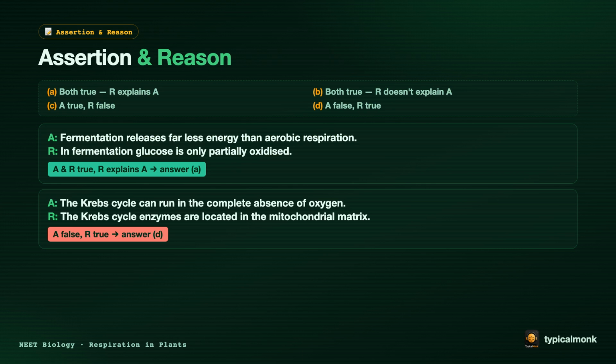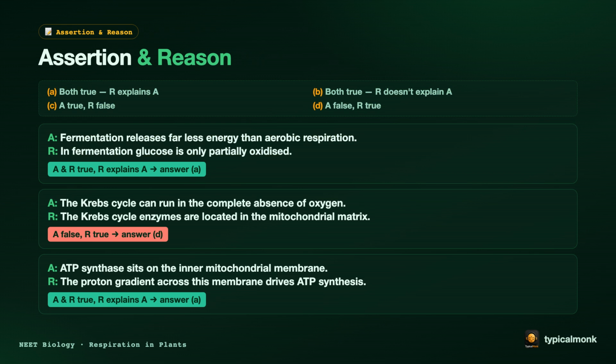Second, A, the Krebs cycle can run in the complete absence of oxygen. R, the Krebs cycle enzymes are located in the mitochondrial matrix. Here A is false, because without oxygen the cycle soon stops, but R is true. So the answer is D. Third, A, ATP synthase sits on the inner mitochondrial membrane. R, the proton gradient across this membrane drives ATP synthesis. Both are true, and R explains A, so the answer is A.